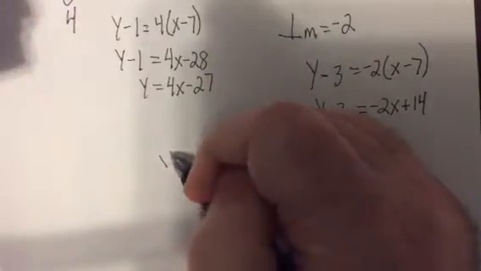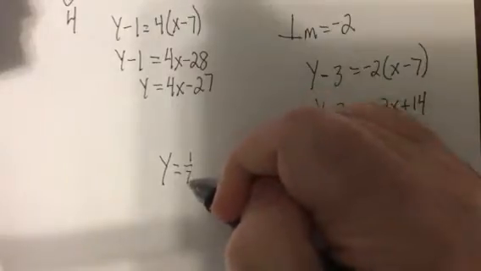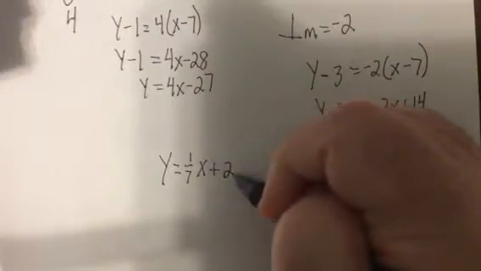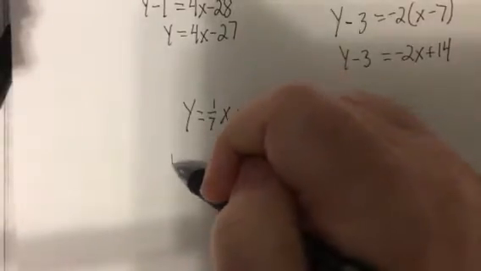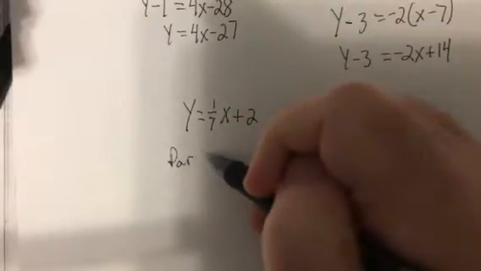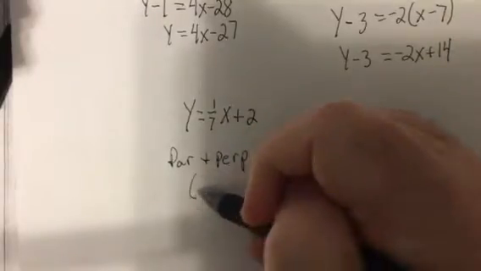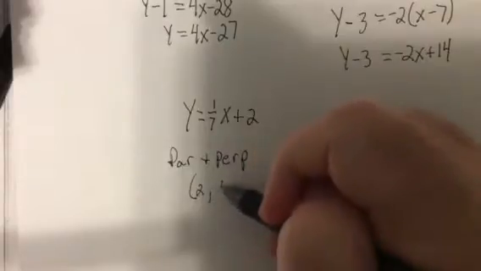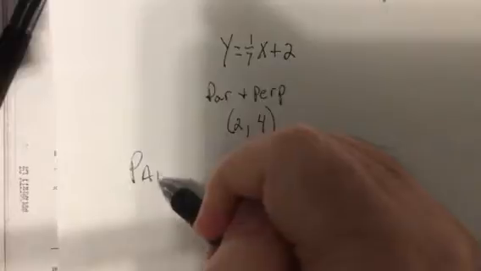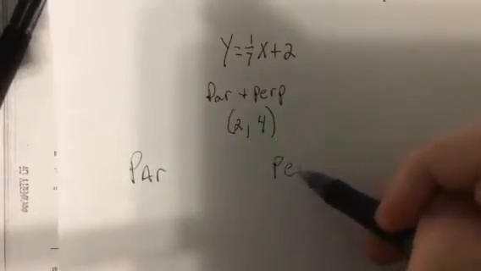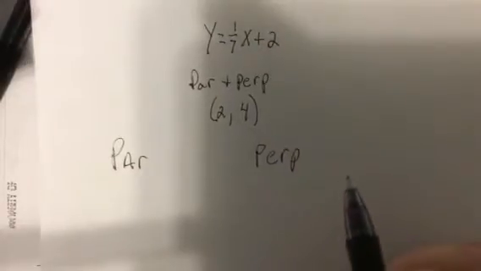Okay, let's do this. y equals 1/7 x plus 2. And we're going to do 2 problems in one. I want the parallel, then I want you to do the perpendicular line to this one through the point (2, 4). So do parallel first, then do perpendicular, so 2 different problems. Then turn it back on and watch.